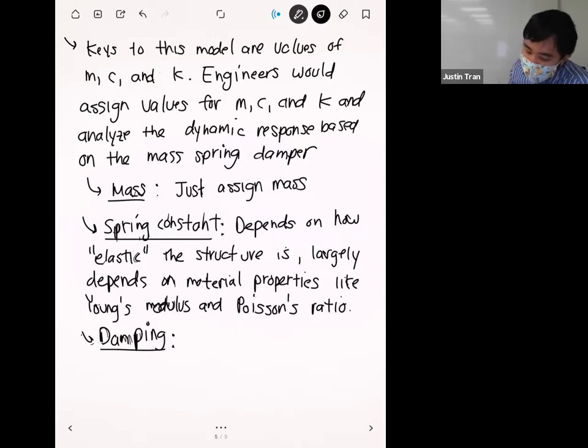Damping is a lot more difficult because this is determined a lot by the environment in which the structure is, and it's also due to a lot of micro properties within the material that are hard to measure.